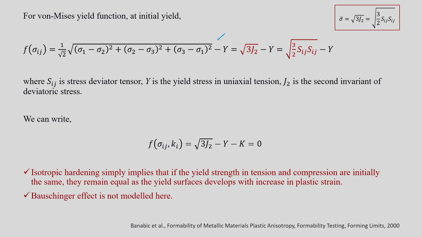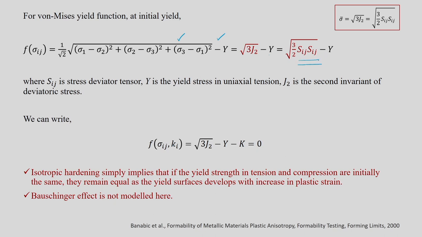Now in this, if you put sigma 3 equal to 0, it will lead to the von Mises equation we just now discussed. 4-5 slides back, when we studied the case of Hill's 1948, it resulted in the von Mises yield locus, the same equation. This equation is well known to us, and we can write the same equation in two other forms. One is using J2, the other one is using deviatoric stress. Square root of 3 J2 minus Y, where Y is yield strength, which is also equal to square root of 3 by 2 into the norm of Sij minus Y.